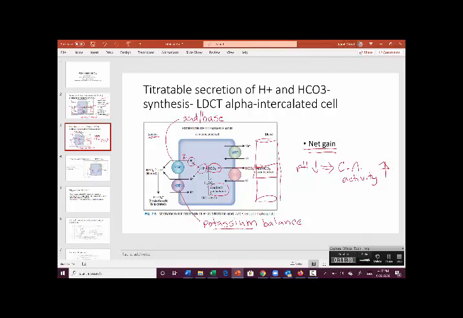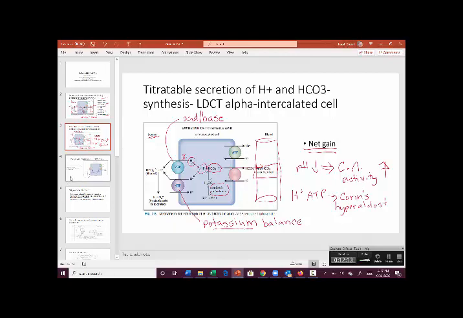Now, again, this hydrogen ATPase can be overstimulated in diseases like Conn's disease, which is hyperaldosteronism. And that means we'll have an over-secretion of hydrogen and an over-reabsorption of bicarbonate into the bloodstream, and it will lead to alkalosis in that patient.